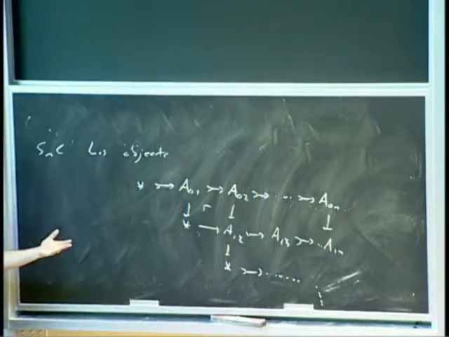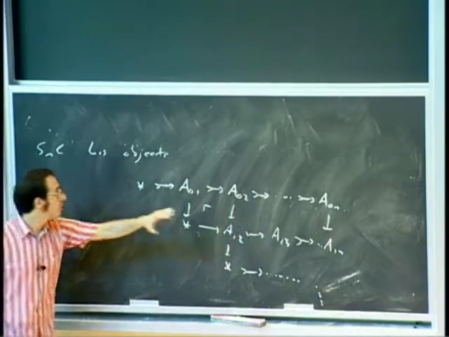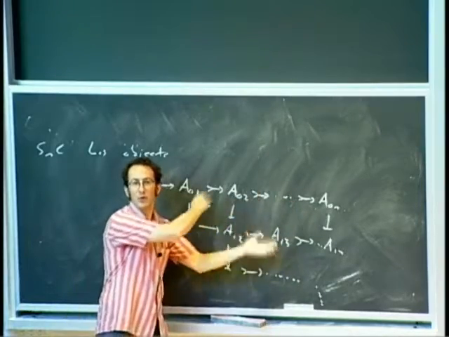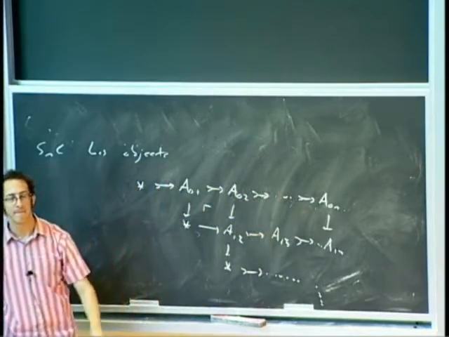And the maps in this category are the natural transformations. So they're just commutative diagrams. They're maps between a_ij for every i and j that are compatible with the structure of this diagram. Yeah?